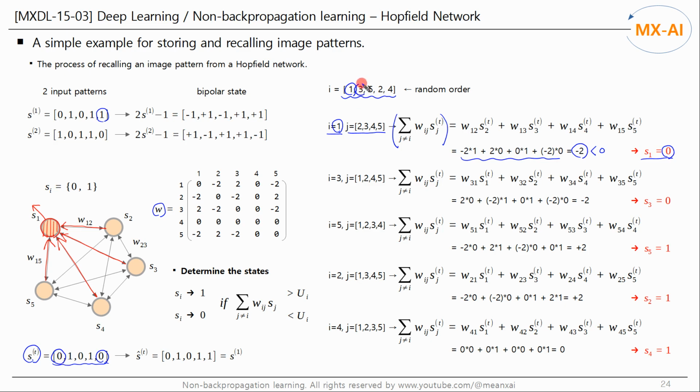Next, we update the state of neuron 3. This time I is 3 and J is 1, 2, 4, 5. We compute the output of this subnetwork as follows. The output is also -2. Since this is also less than 0, S3 is updated to 0.